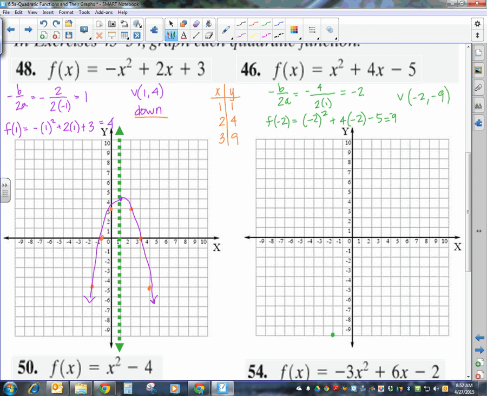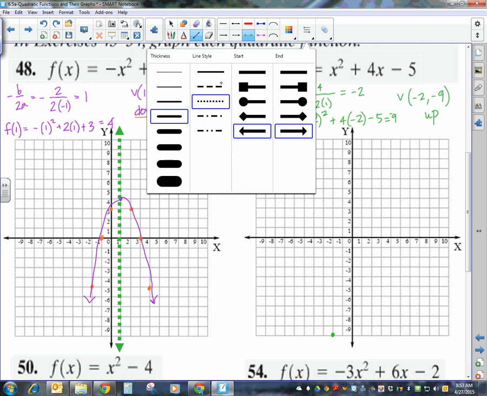Then I said, does it go up or down? A is positive, so my parabola is going to open up. Here is my axis of symmetry. Let's see if I can make it a little skinnier.